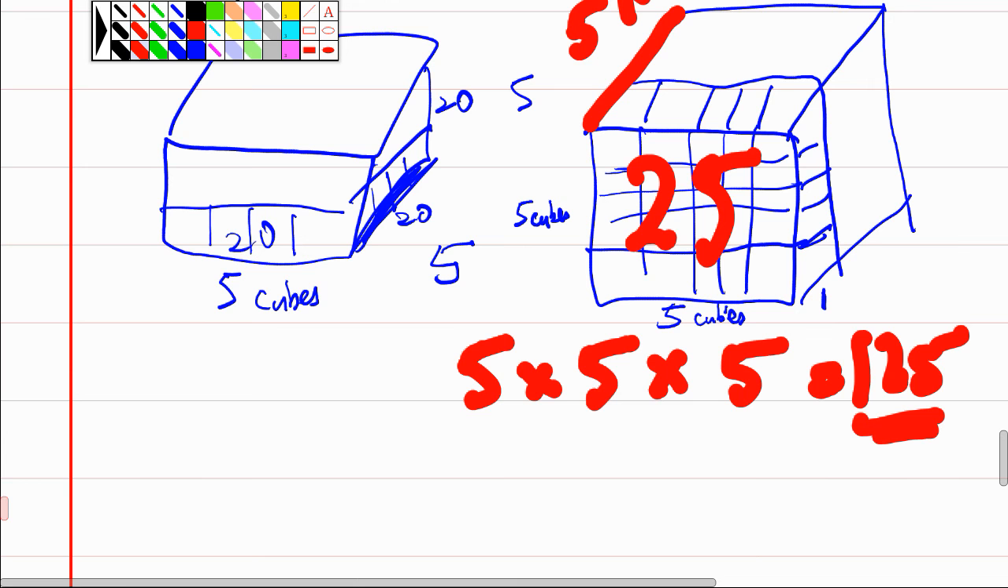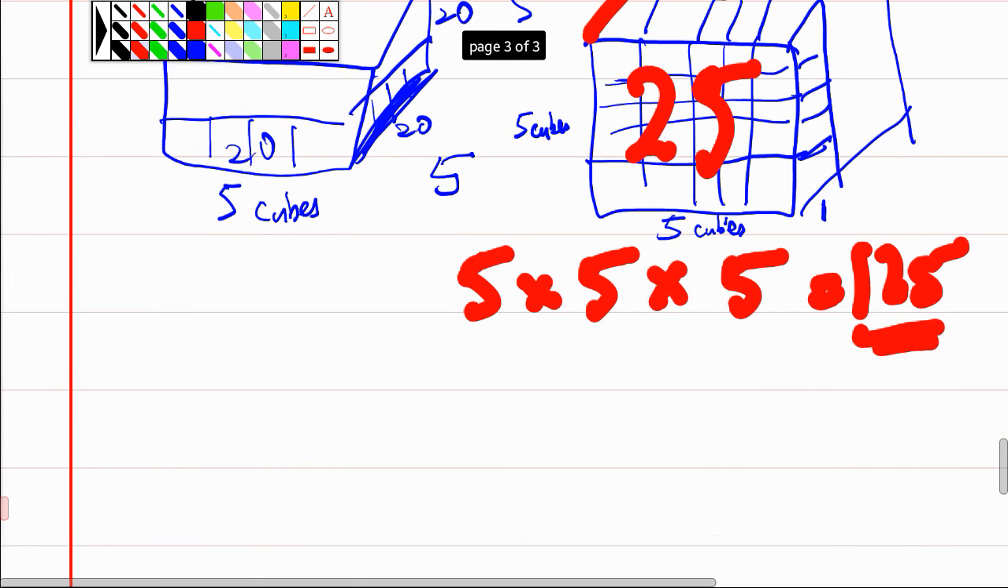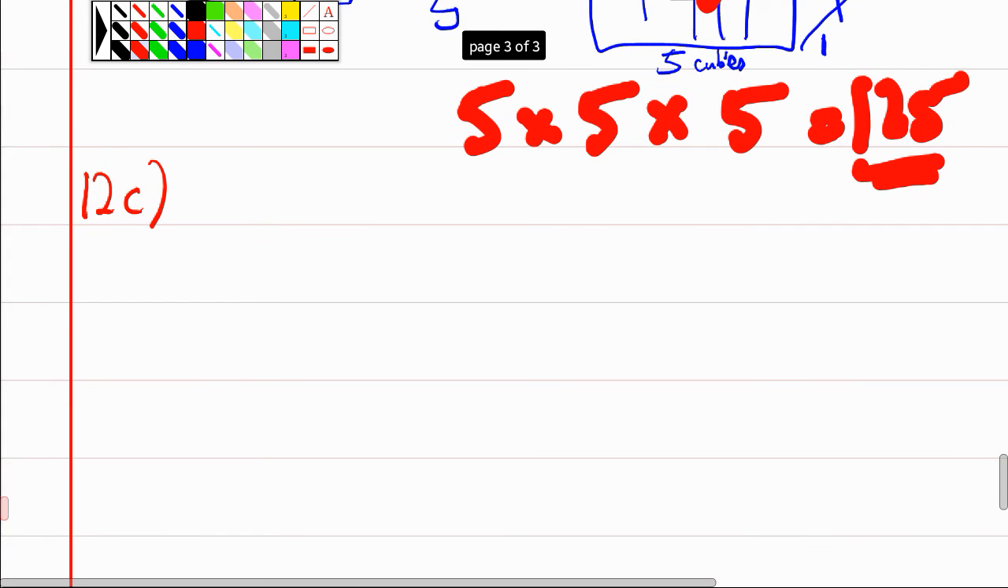What's the next question? 12C. Okay, 12C. England made up of this number of voters.